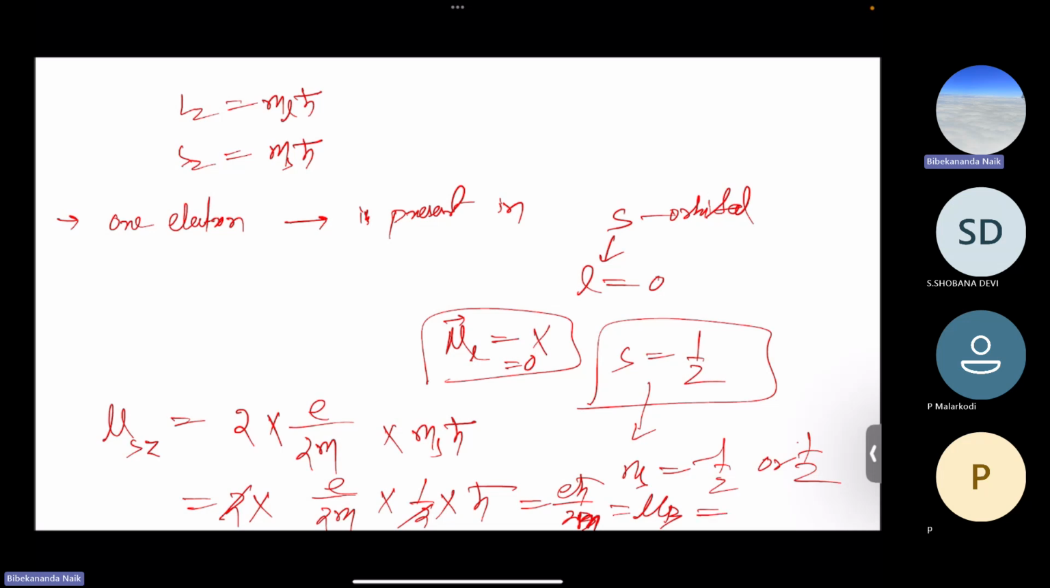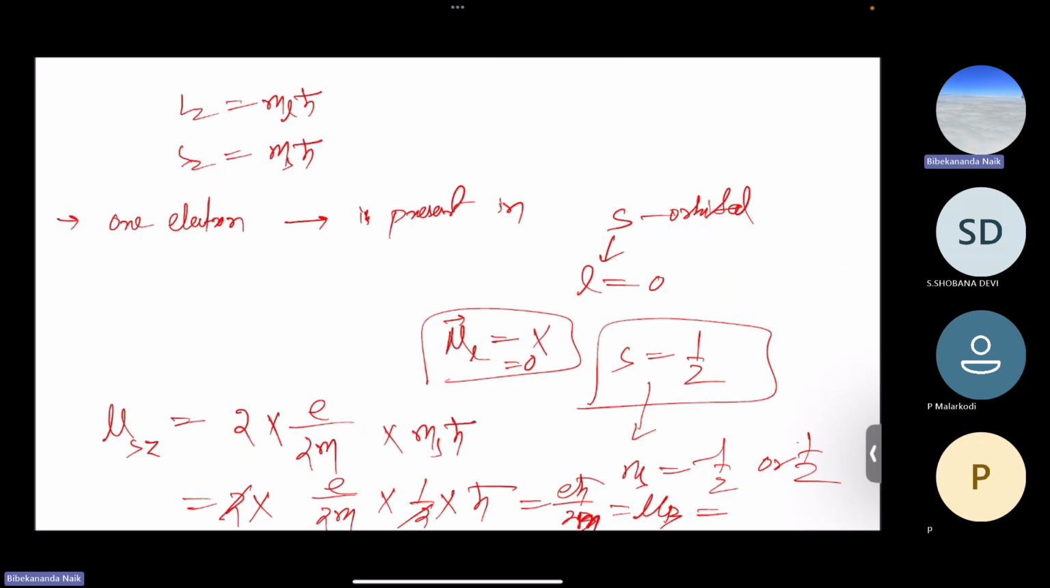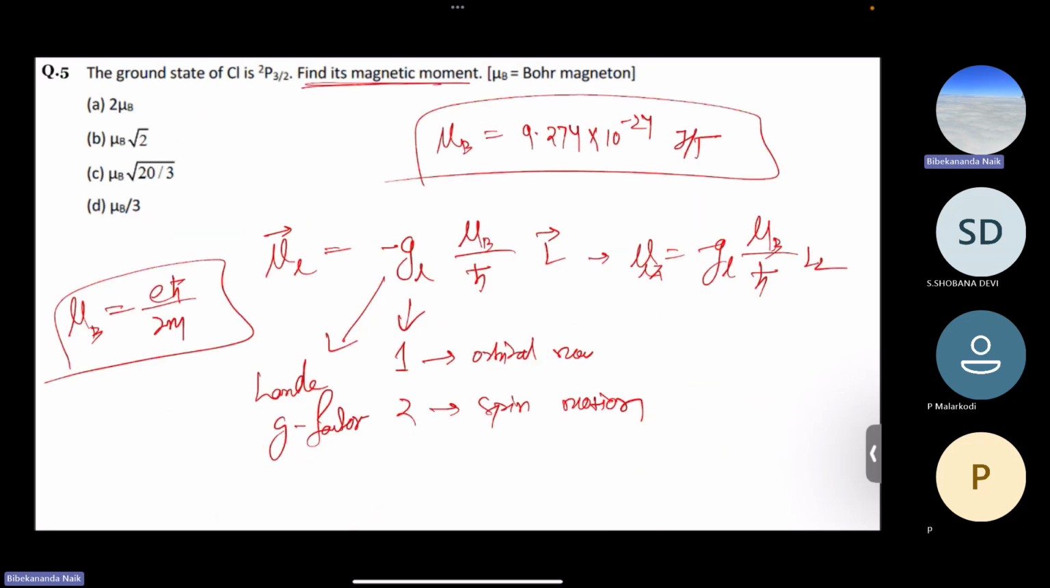Now coming to our question, it says the ground state of chlorine is 2p3/2. Find its orbital magnetic moment. So we will again use the same formula that we calculated here, μ_L equals minus g_L μ_B by ħ L vector. If you are using that formula, what will be the value of μ_L? Here the question says find its magnetic moment. Since J is present, that is 3/2, we will find the total magnetic moment.